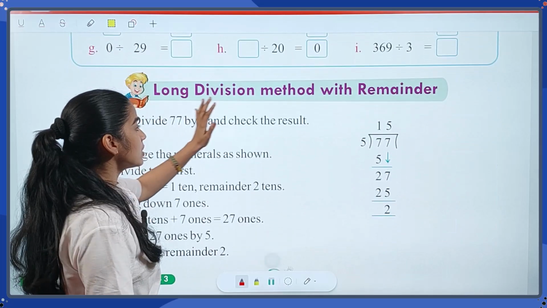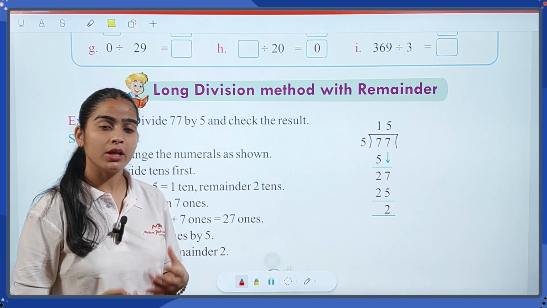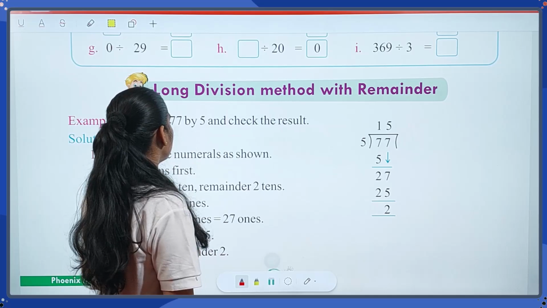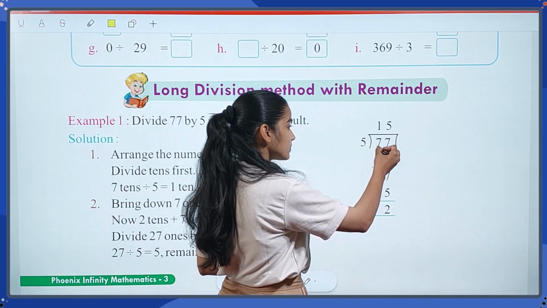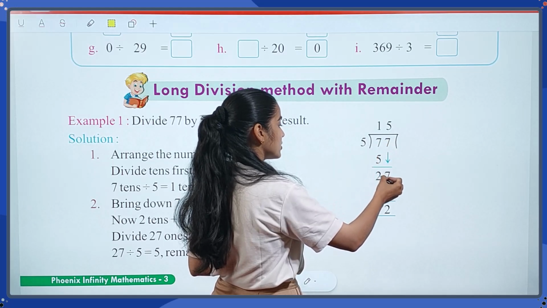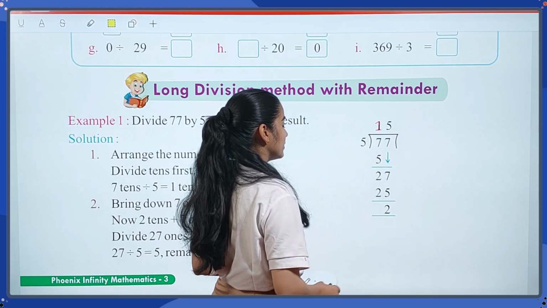Long division method with remainder. Now we have some questions where at the end we are left with a remainder which is not 0. So, 75 divided by 5. First, in 5's table we don't have 7. So we take 5 first. 7 minus 5 is 2. And at the place of 1 we got 5. So we write 1 here.